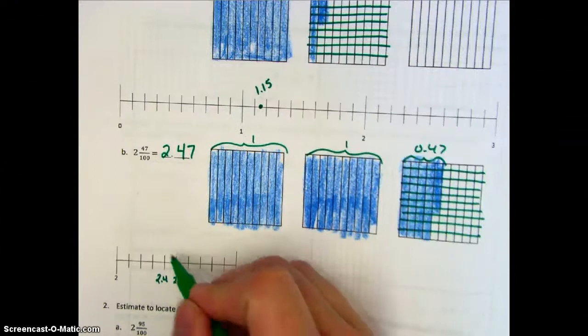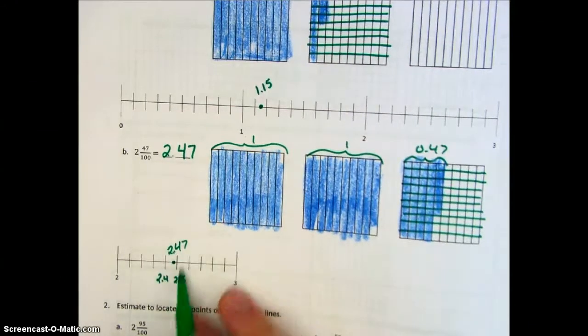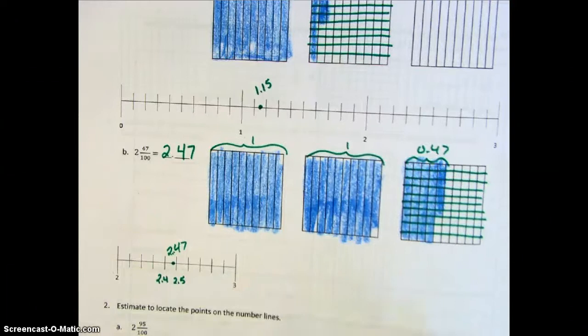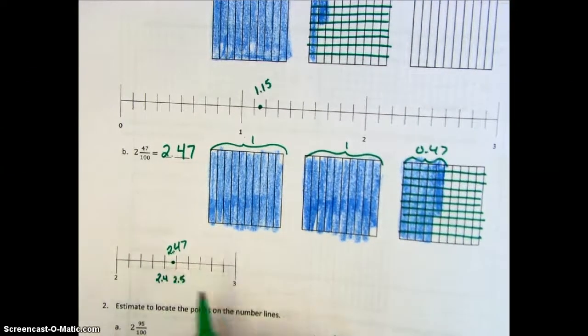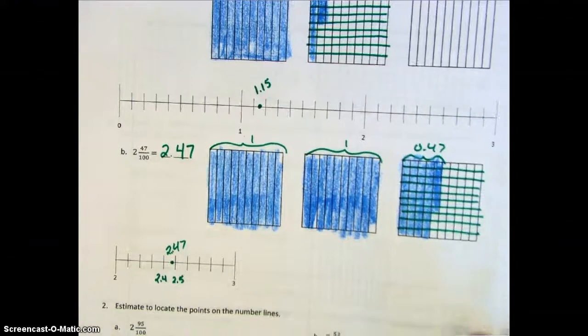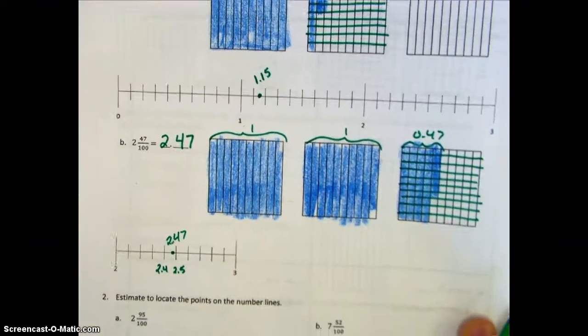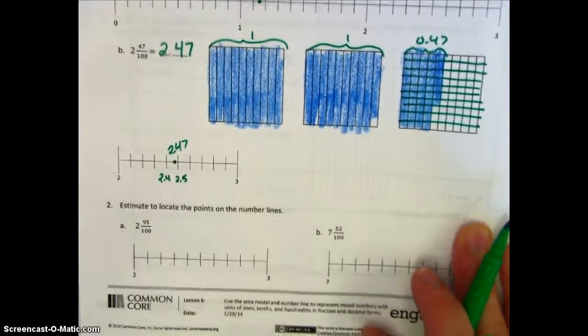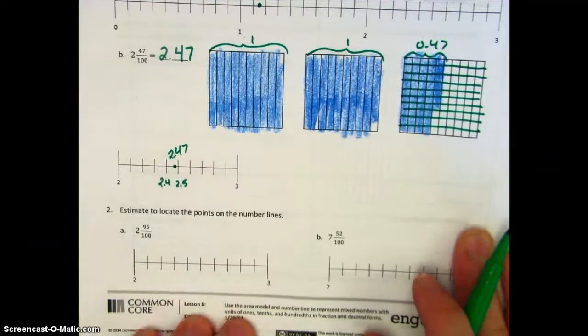So we can now label this as 2 and 47 hundredths because 47 is almost 50. Okay, so it is going to go between those 2 lines, but it's going to be closer to the 50 hundredths. Okay, and you know that from our estimating and rounding practice. Okay, so now let's take a look at using just the number line.